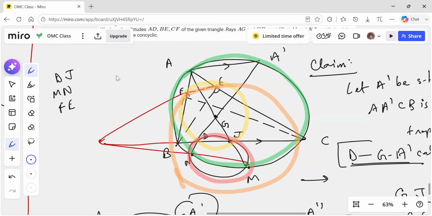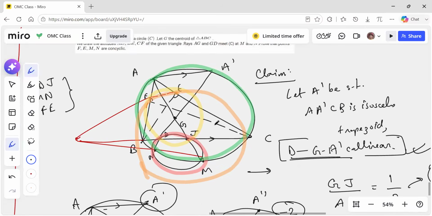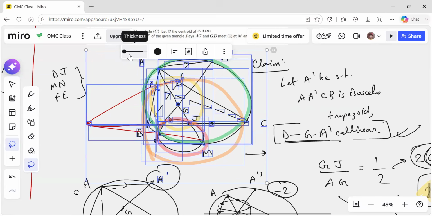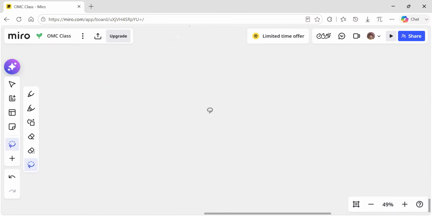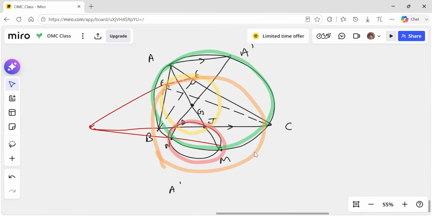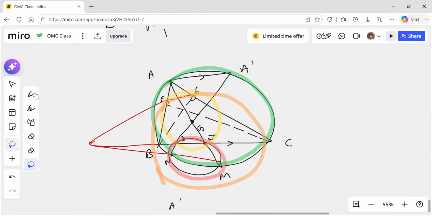But these are not the same circles, so we can't conclude they concur. We need one more circle. Wait, I think we can frame it in a better way. Okay, let's give these circles a name. This is circle C1, this is C2, this is C3 and this is C4.